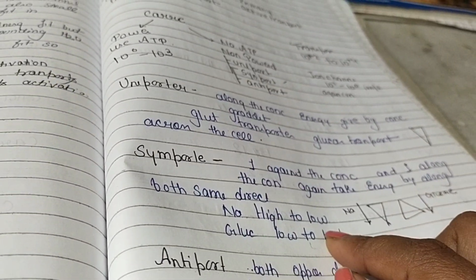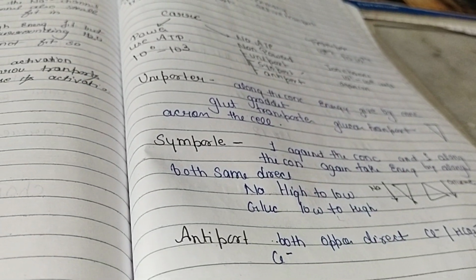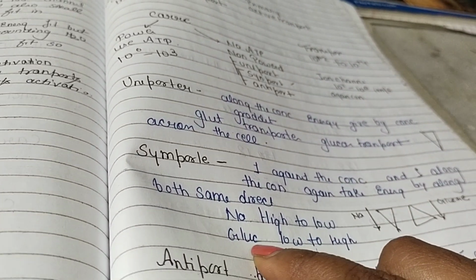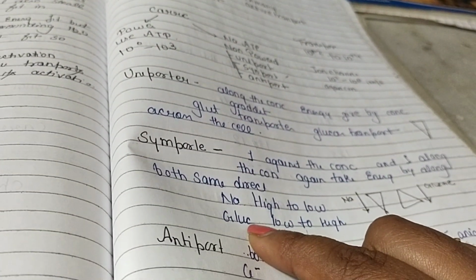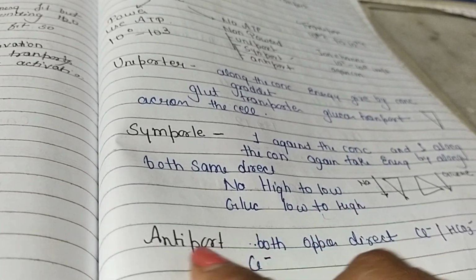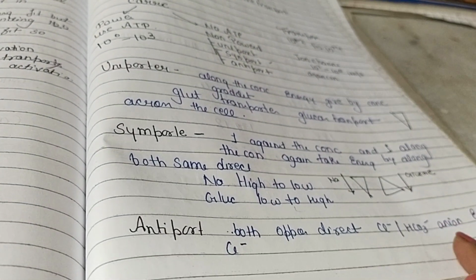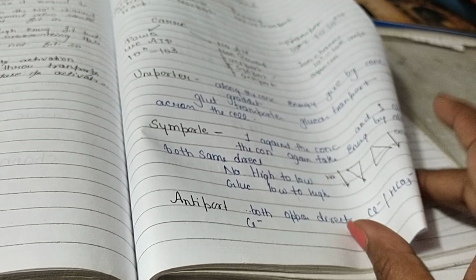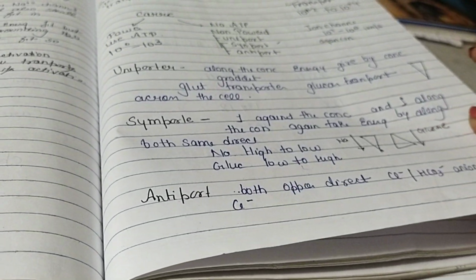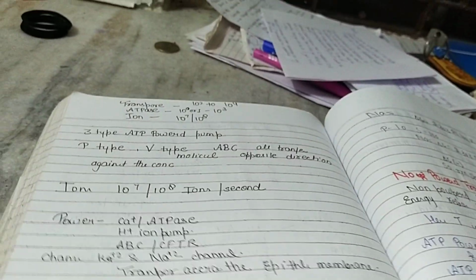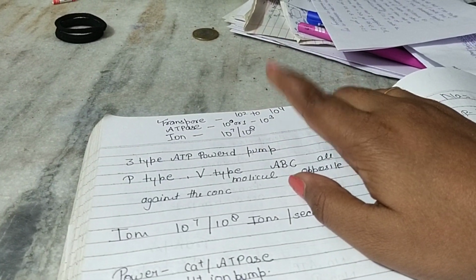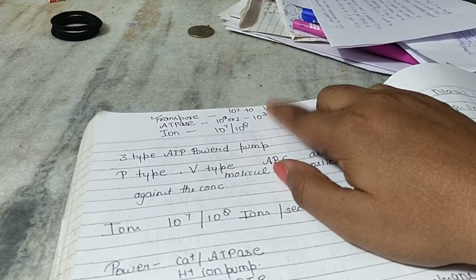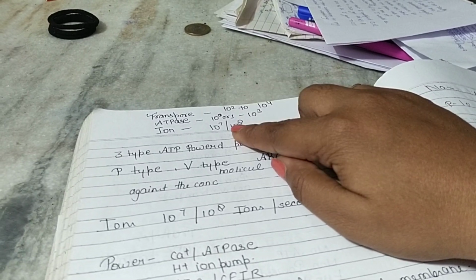So sodium goes high to low, along the concentration, but glucose is always at high concentration inside the cell and low outside the cell. When it enters the cell, it always moves low to high. Antiport: both move in opposite directions, both along the concentration but in opposite directions. Okay, so ion movement is mostly done by channels, then ATPases, then ions, because 10 to the power 2 to 10 to the power 4, and 10 to the power 7 to 10 to the power 8.